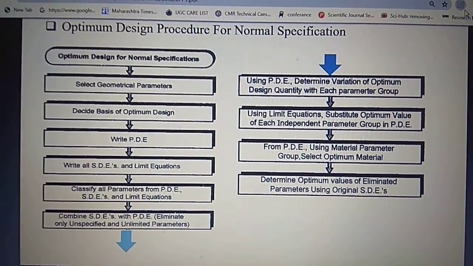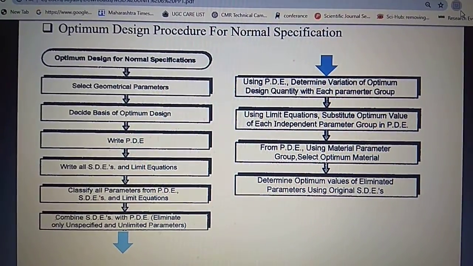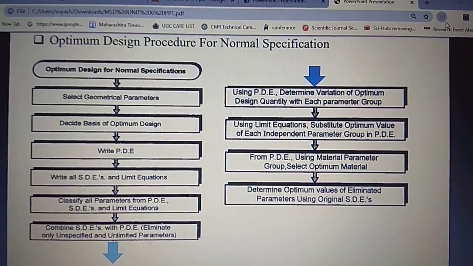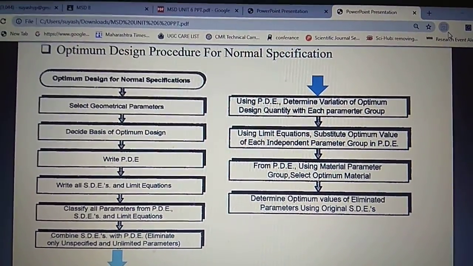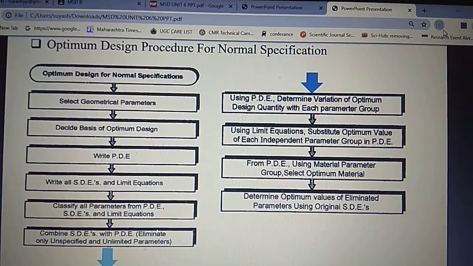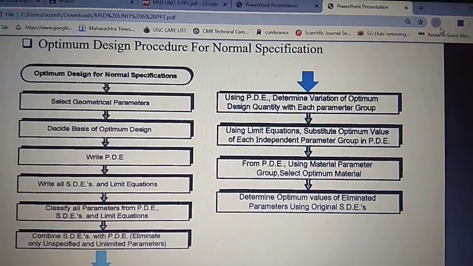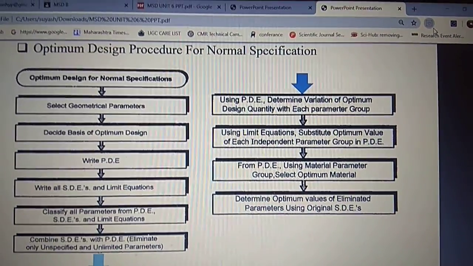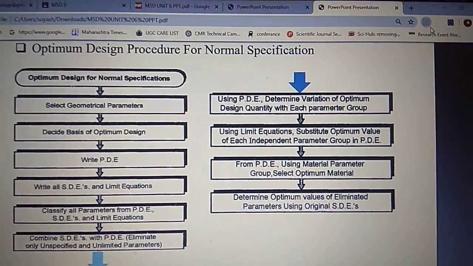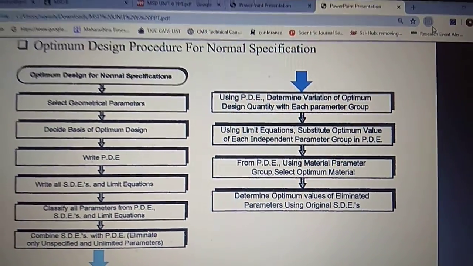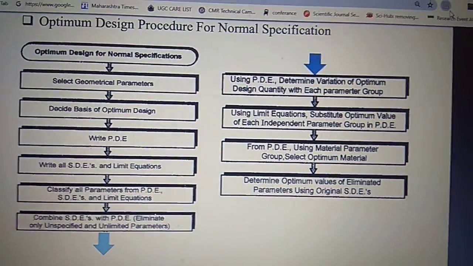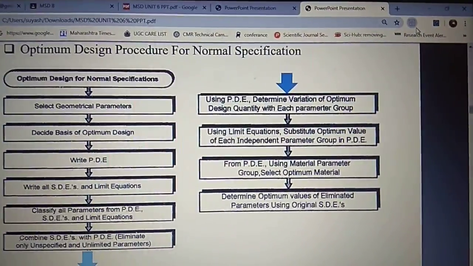So geometrical selection is important. Then writing of PDE, SDE and limit equation. Then we have to classify all the parameters based on PDE, SDE and limit equation. Then SDEs are combined with the PDE. Using PDE, you can determine the variation of optimum design quantity with each parameter group. Using the limit equation, you can substitute the optimum value of each independent parameter group in PDE. And from PDE, using the material parameter group, select the optimum material and determine the optimum value of the eliminated parameter using original values.